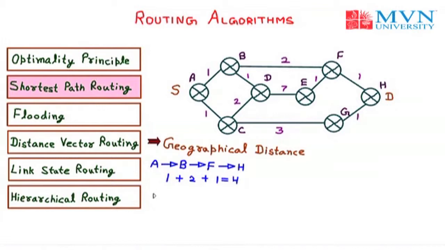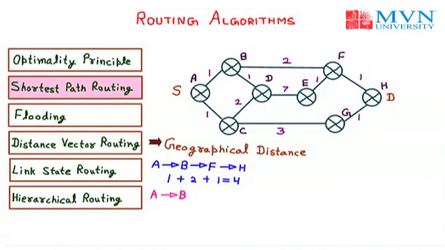So the second one is A to B, B to D, D to E, E to F, F to H. So the distance from A to B is 1, B to D is again 1, D to E is 7, E to F is 1, and F to H is 1, that is equal to 11.